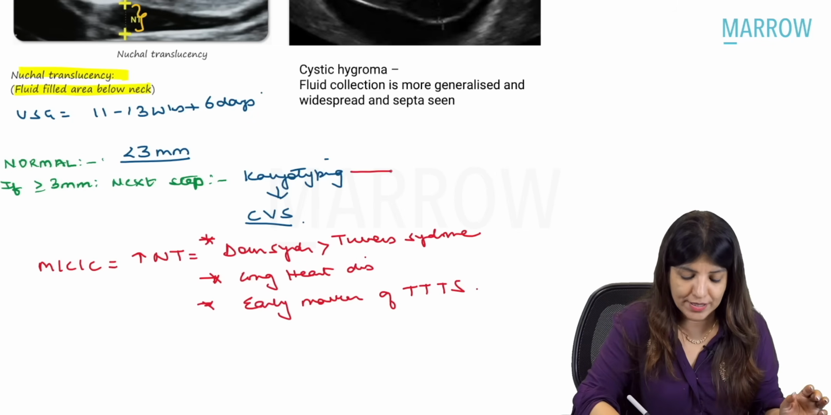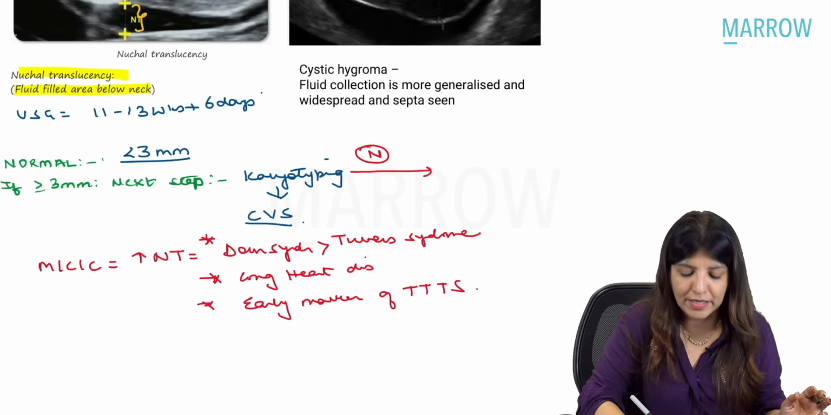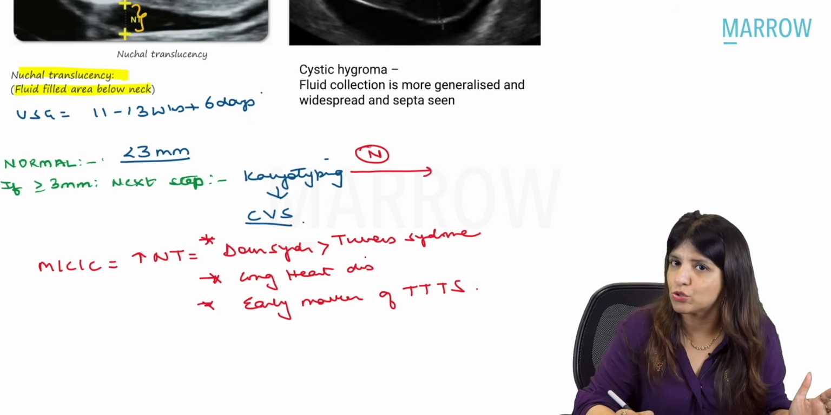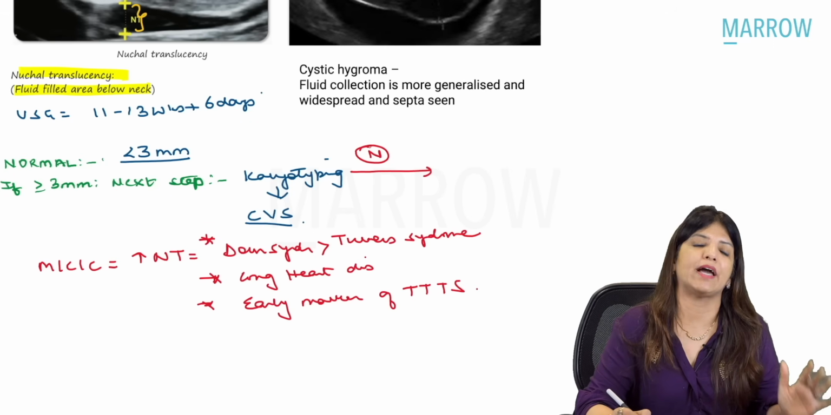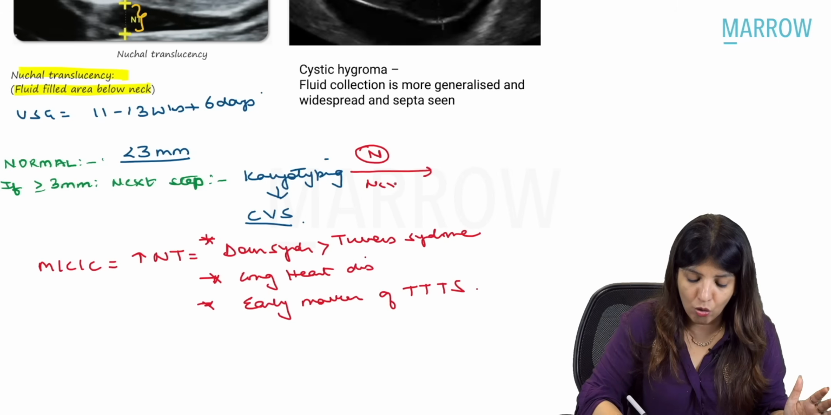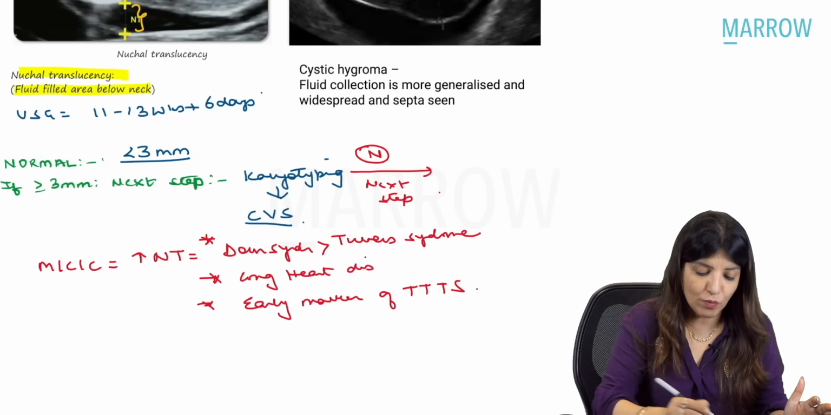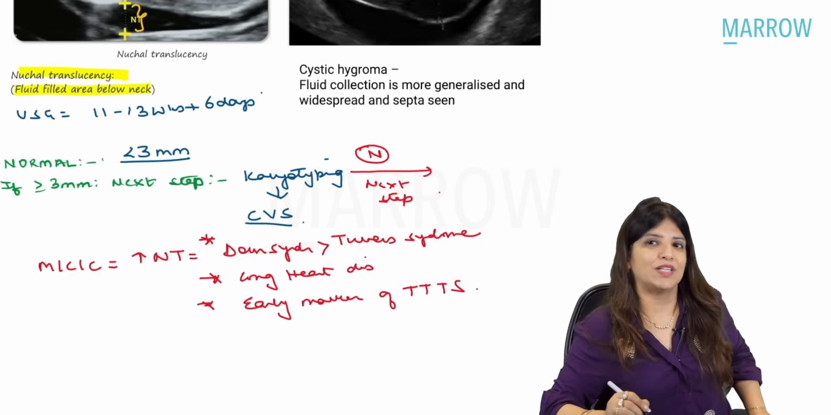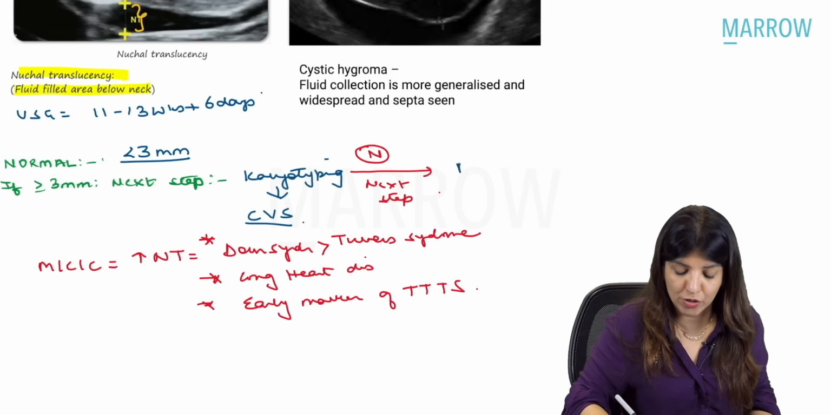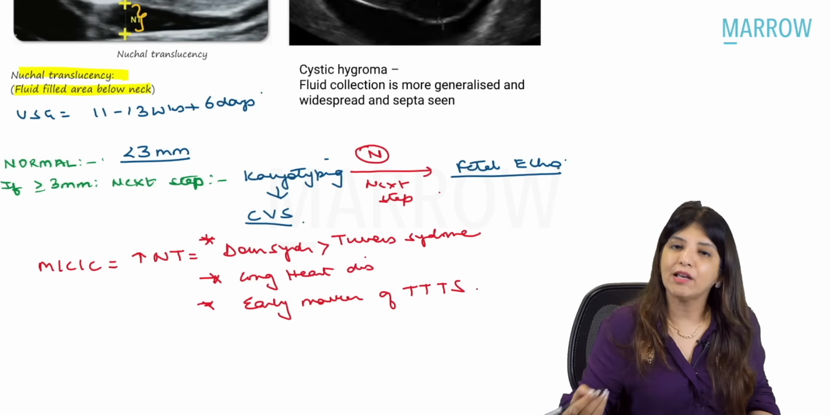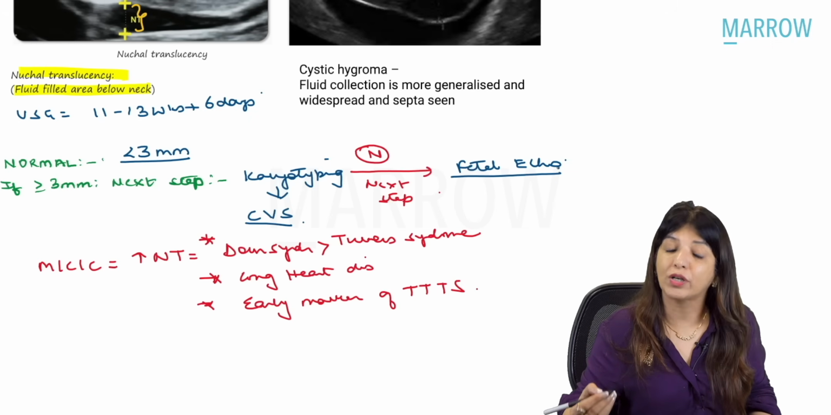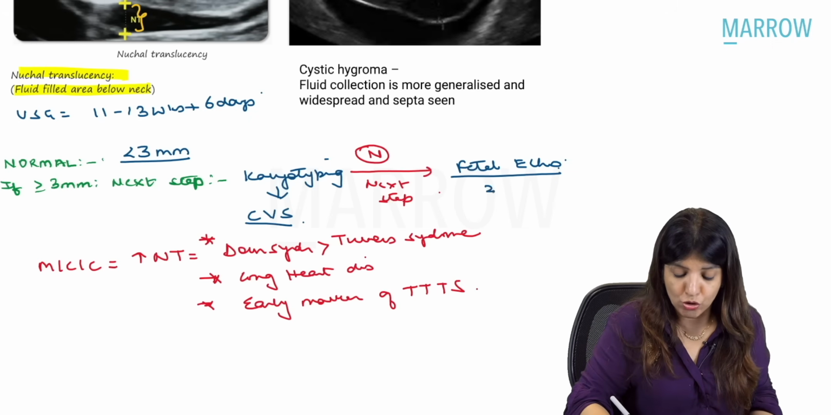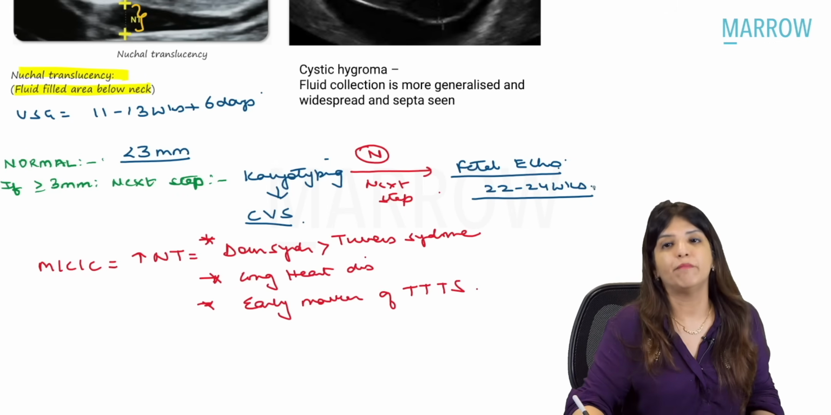Now my question to you is, I did karyotyping. Karyotyping came out to be normal. Nuchal translucency was increased. We did a karyotyping. Karyotyping came out to be normal. Now what is the next step? Now if your question comes like this, that karyotyping result is normal but nuchal translucency is increased, what is the next step? Next step is you have to go for fetal echo. Why? Because a second most important cause is congenital heart disease. What is the time to do fetal echo? Time to do fetal echo is between 22 to 24 weeks of pregnancy.